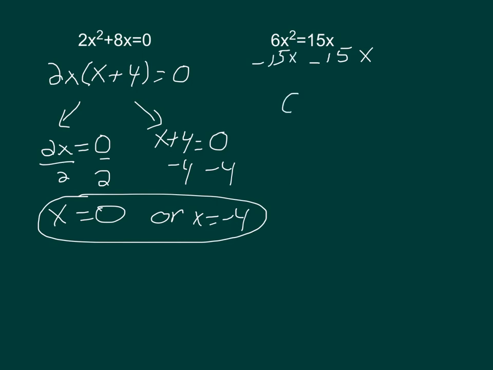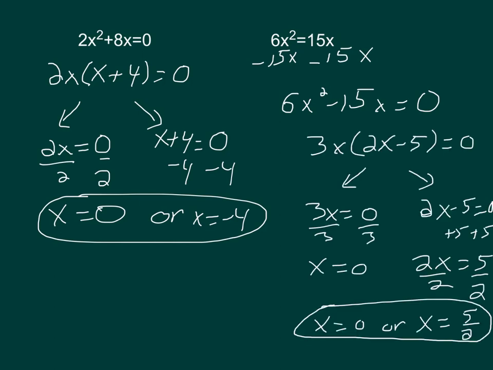That's going to leave me with 6x squared minus 15x equals 0. Now, pause the video, try to solve that equation, and then check your work. Alright, time to reveal the answer. And there you go. The final solutions, the roots to this equation, are x equals 0 or x equals 5/2.